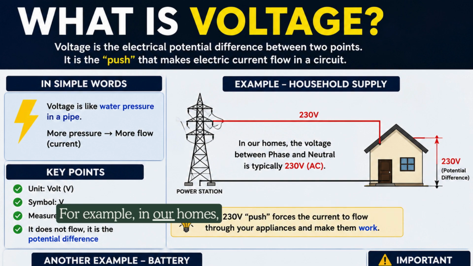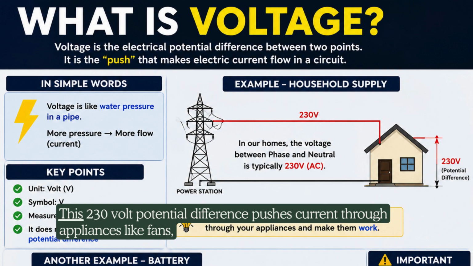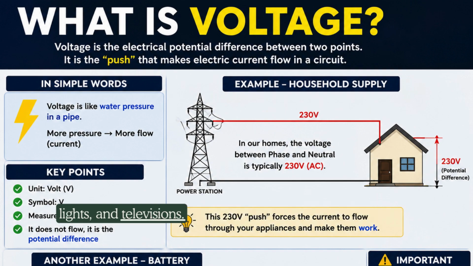For example, in our homes, the supply voltage is approximately 230 volts AC between phase and neutral. This 230-volt potential difference pushes current through appliances like fans, lights, and televisions. Remember, voltage is the push.